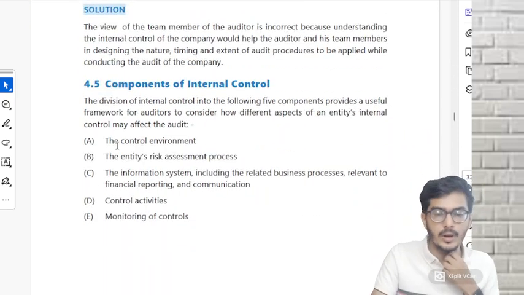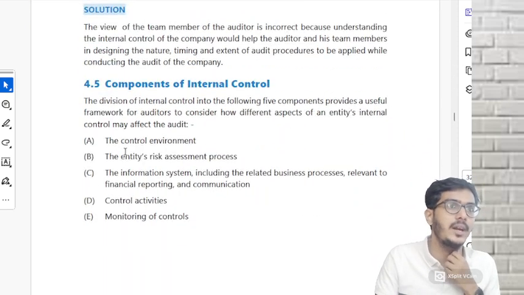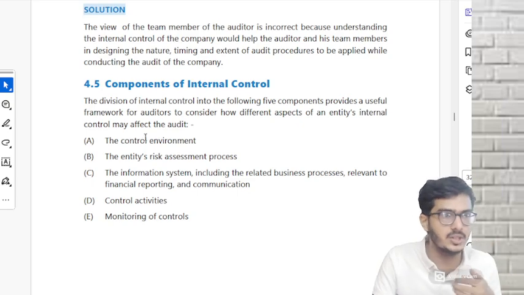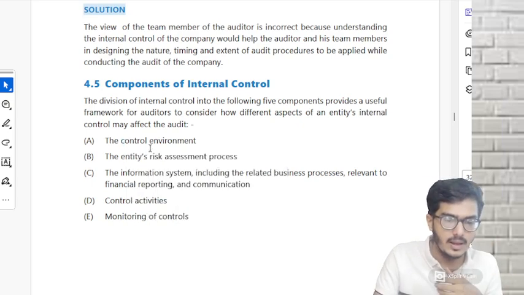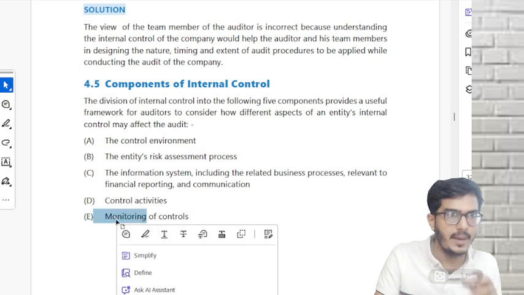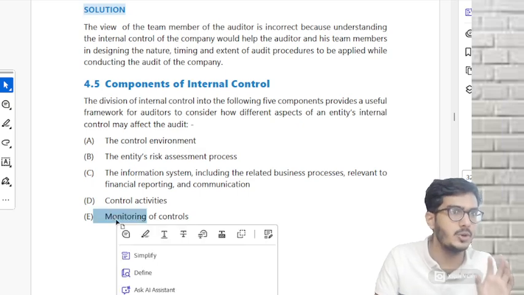Then comes one of the boring parts. What is it? Components of internal control. How do you remember the components of internal control? What is the key? Cricket match. C, R, I, C is crick, and M is match.